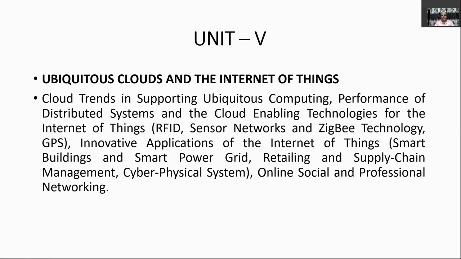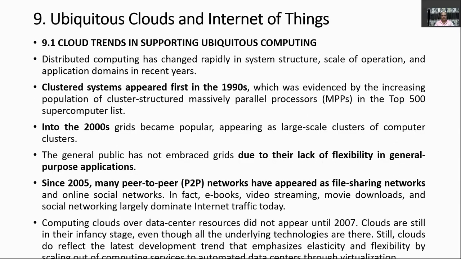Welcome to unit number 5, Ubiquitous Clouds and the Internet of Things. We'll look into cloud trends in supporting ubiquitous computing, performance of distributed systems, and the cloud enabling technologies like RFID, sensor networks, Zigbee, GPS for Internet of Things. We'll look at some innovative applications like smart buildings, smart power grid, retailing, and supply chain management, cyber physical systems for Internet of Things. We'll look into online, social, and professional networking as well.